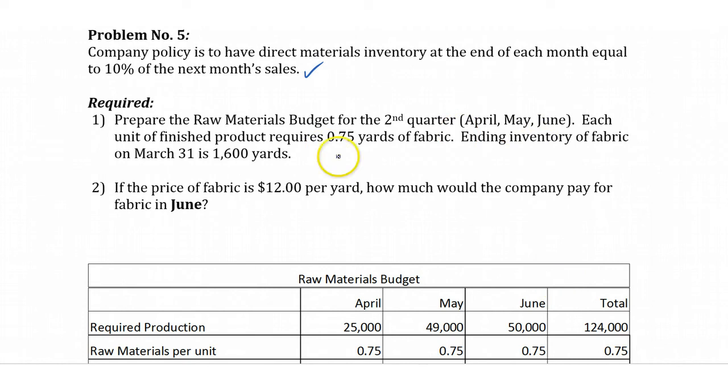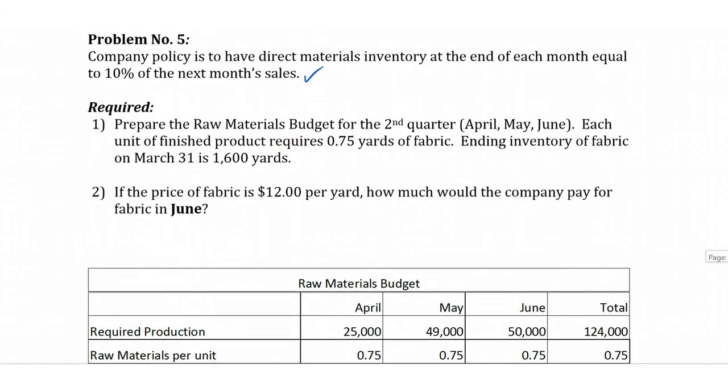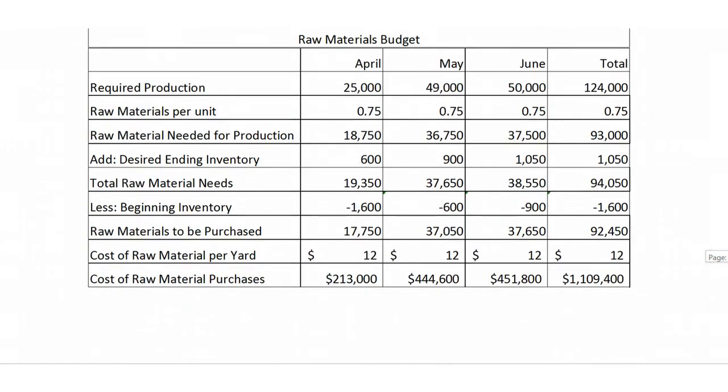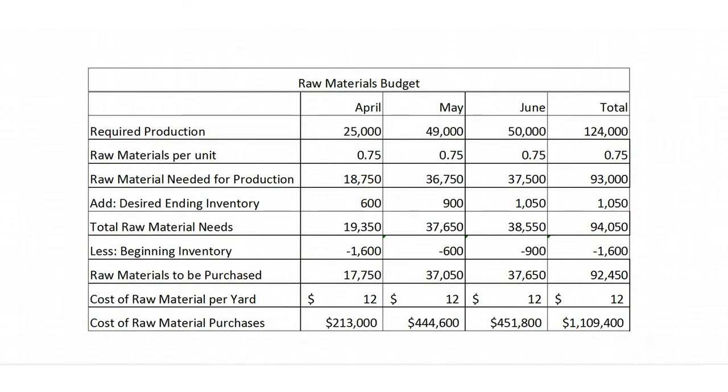Each unit of finished product uses 3/4 of a yard, and our ending inventory from the prior quarter was 1,600 yards. So the raw material budget, we start with our required production. That's the number that's in units. How many units are we going to produce? Then we figure out how much raw materials per unit is required, and then we multiply those two to come up with our raw materials needed for production.